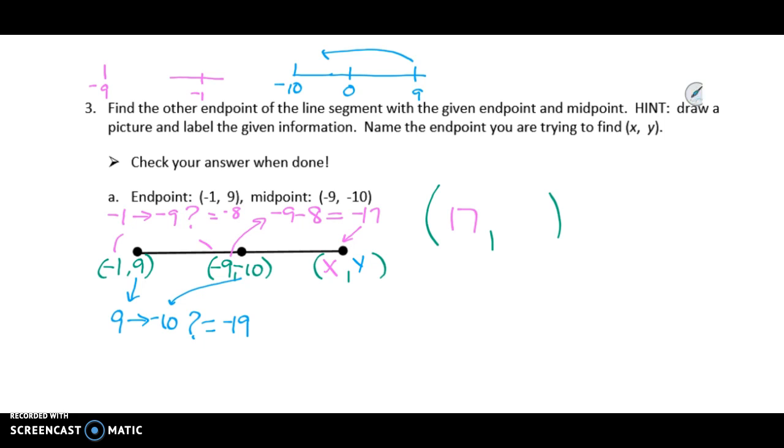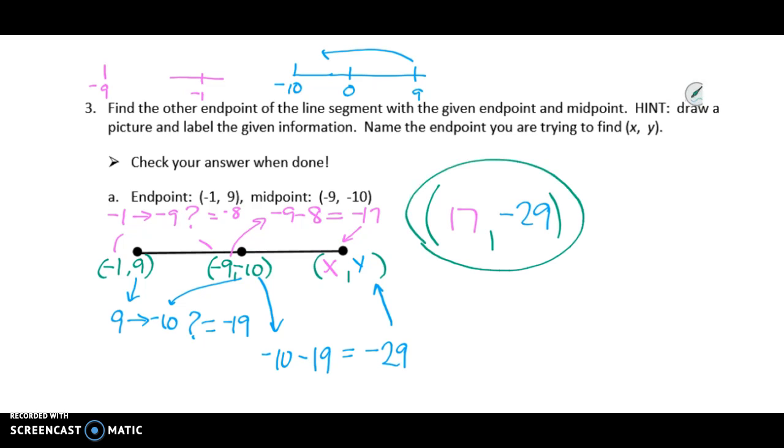Alright, so now what we have to do, because that was a distance of negative 19, is we gotta take our negative 10 and go back another 19 units. So negative 10 minus 19, that's a negative 29. That is my y. And that question is now done.